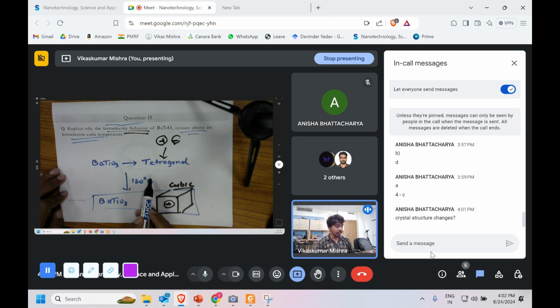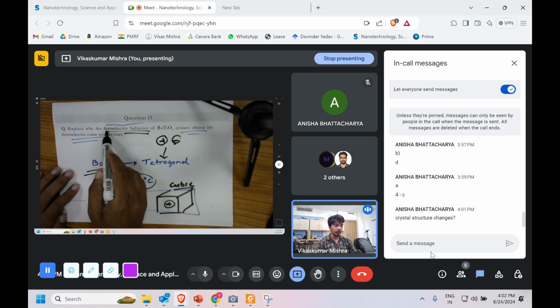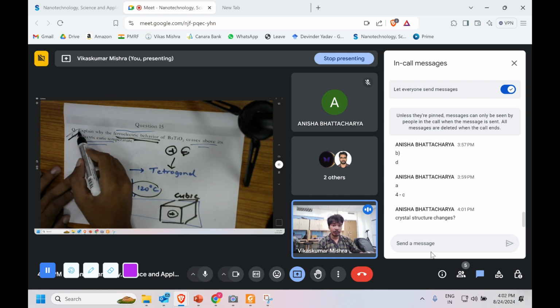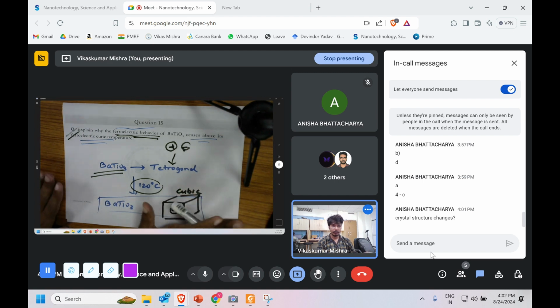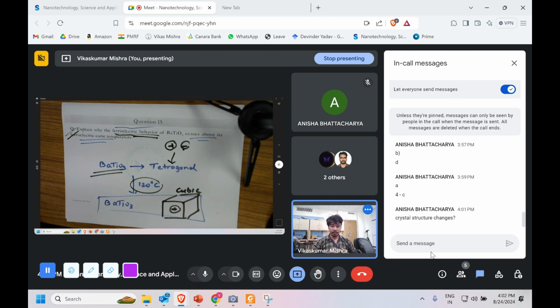And so if someone wants to degrade the property of BaTiO3, they just need to heat it above 120 degrees Celsius, and this particular property will be lost. And with that we have solved this question number 15. Let me know if there is any doubt in this question. Okay, since there is none, let's solve a numerical.